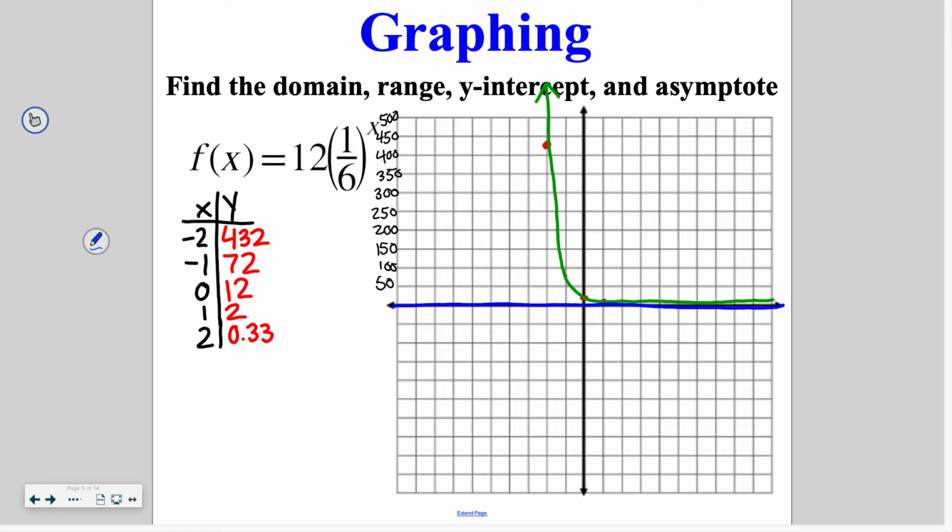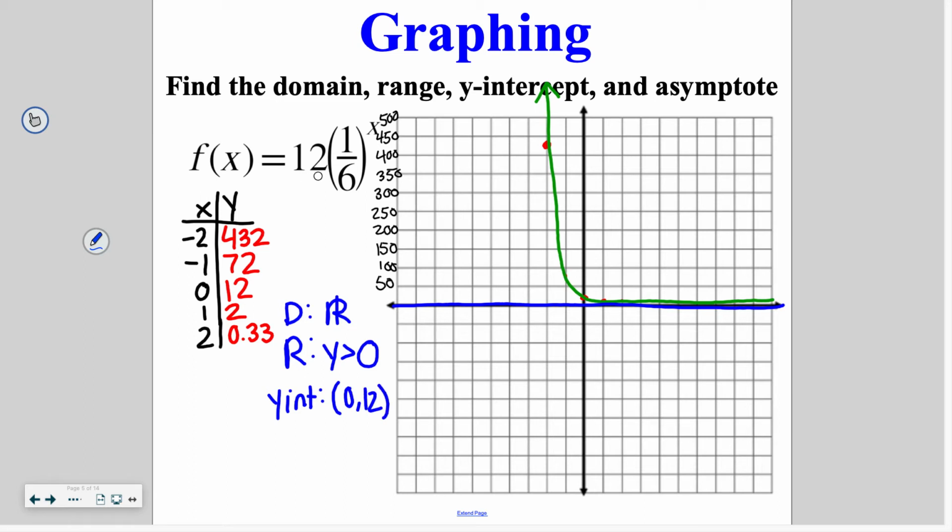We're looking at our domain, which is going to be all real numbers. We can plug in anything we want for x. When we're looking at the range here, we're looking at our y values. All of our answers, all of our green line values are going to be greater than 0. Note, it is not greater than or equal to 0 because we have that asymptote at 0. It's never going to actually hit 0. Then we've got our y-intercept, which is going to be at (0, 12).